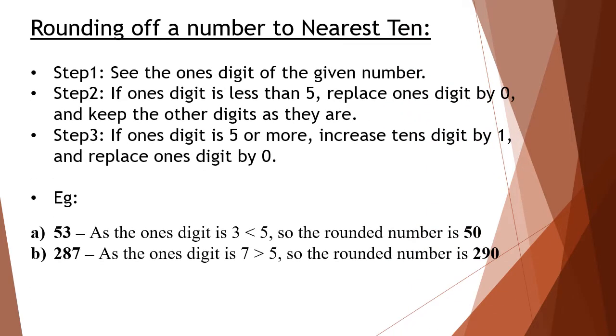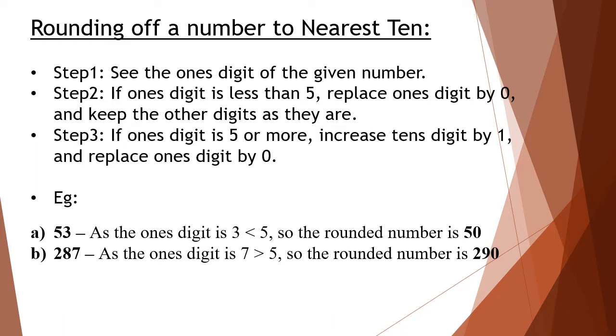Now first we are going to learn about rounding of a number to the nearest 10. So the first step is, as we have to round off our number to nearest 10, we will see the ones digit. If the ones digit is less than 5, replace it by 0 and keep the other digits as they are. Now if the ones digit is 5 or more, then you have to increase the tens digit by 1 and replace the ones digit by 0.